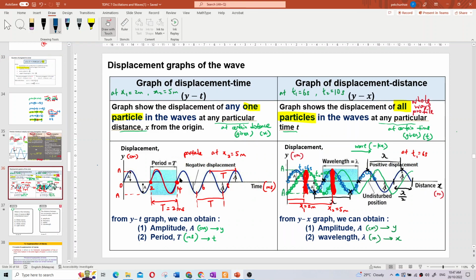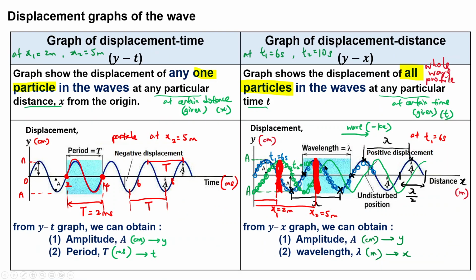So you see, these two graphs can help us build the equation. We can find lambda from here, find the period from here, so we can find k from here, find omega from here, and we know the amplitude, so we can build the equation. So look at here, class.